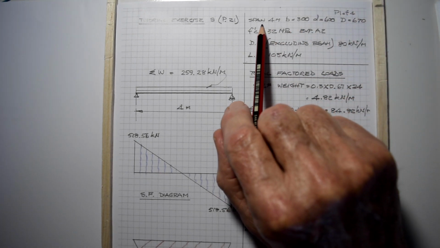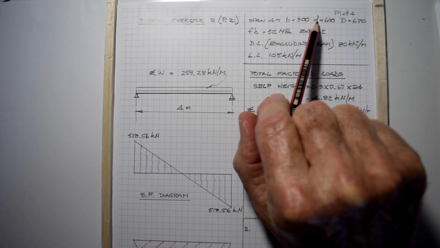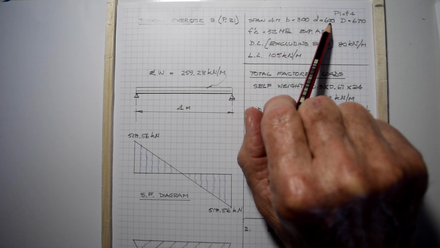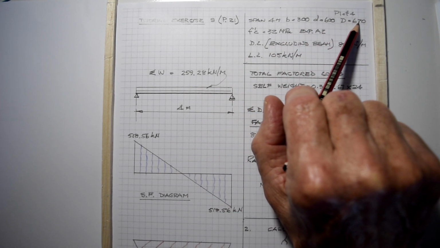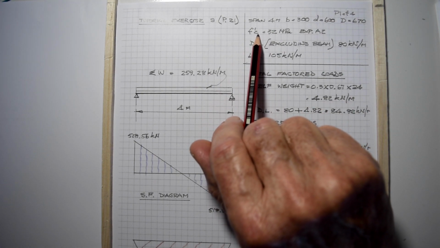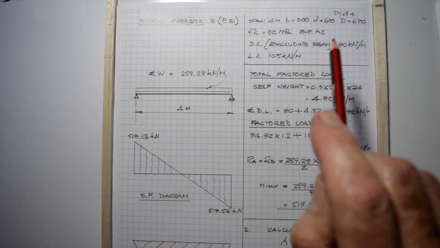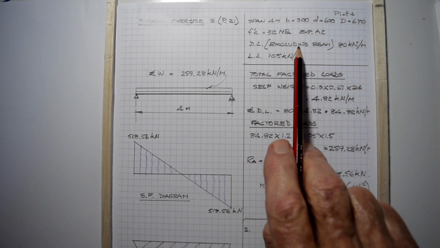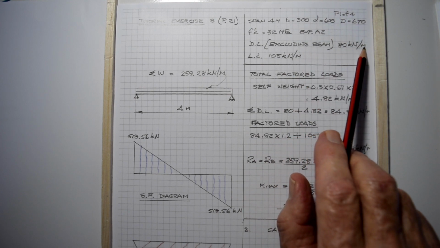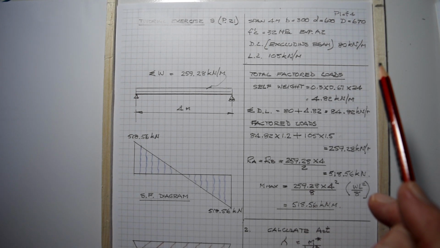that the span of the beam was 4 meters, the breadth was 300 millimeters, the effective depth 600, the overall depth is 670, allowable concrete cylinder crushing strength 32 MPa, exposure was A2, the dead load excluding the beam was 80 kilonewtons per meter, and the live load 105 kilonewtons per meter.